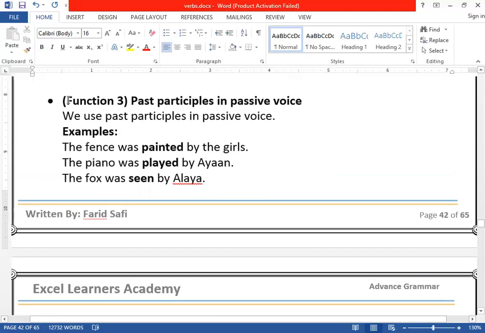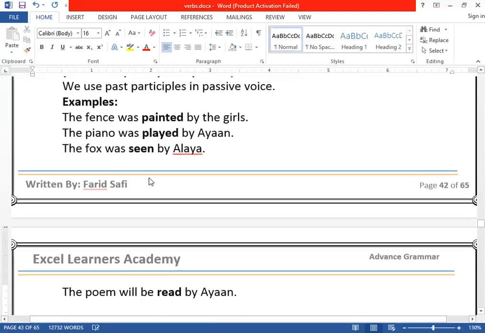Clear? They can be used in passive. In all passives, we use the past participle. Clear? In passives, past participles are used. For example: the fence was painted. The piano was played. The fox was seen. Clear? The poem will be read.